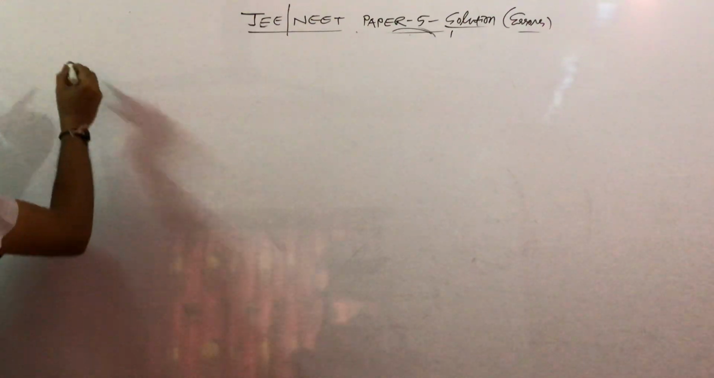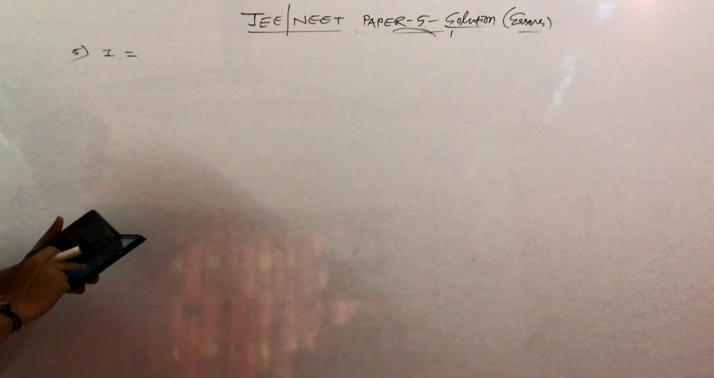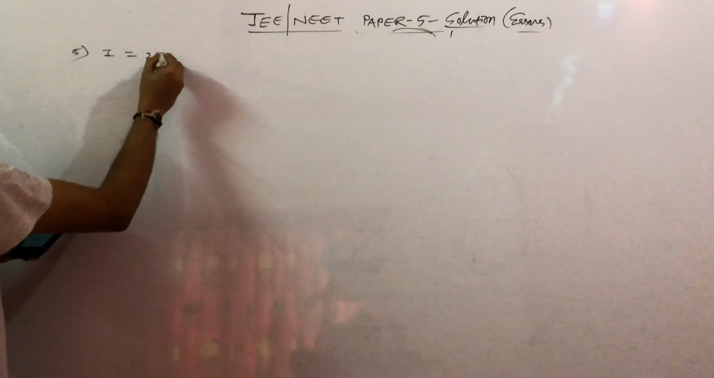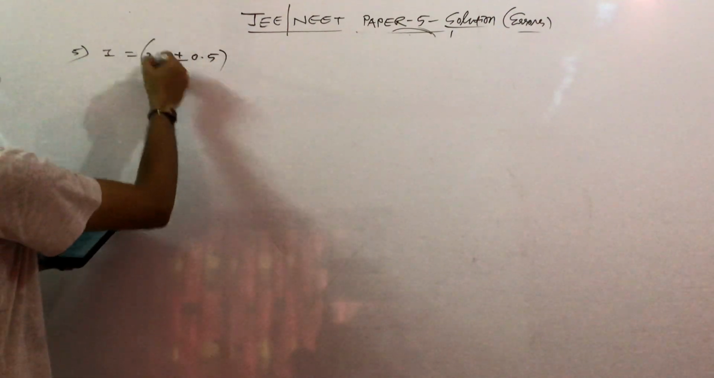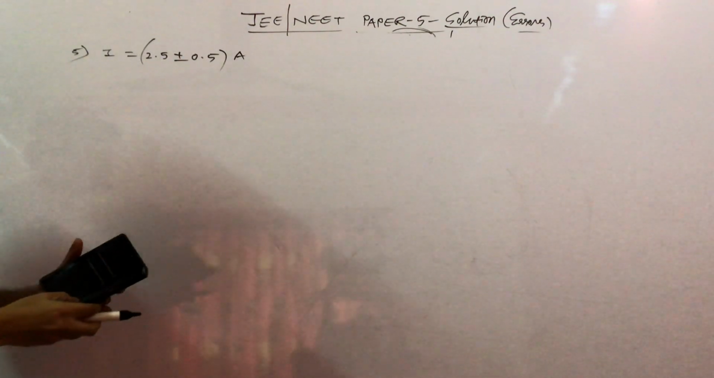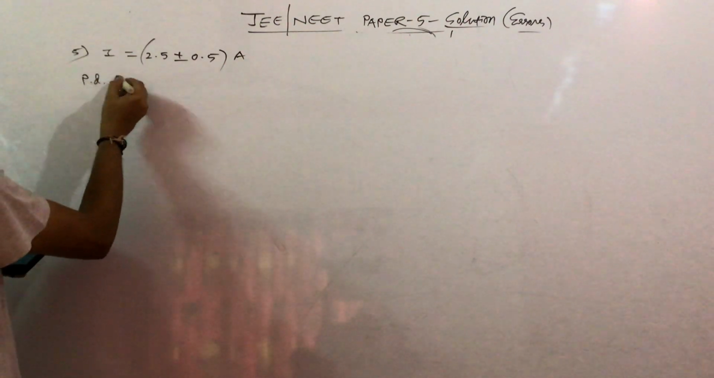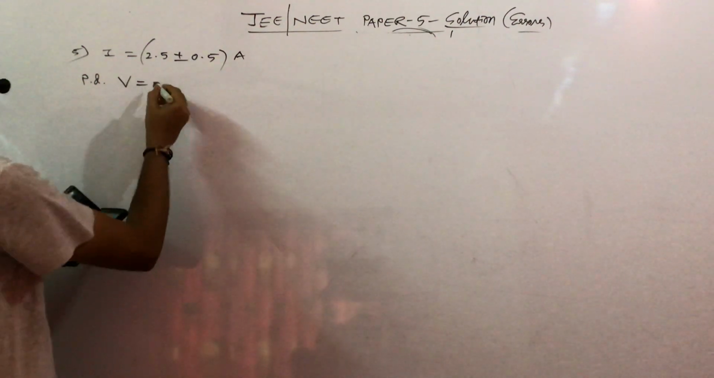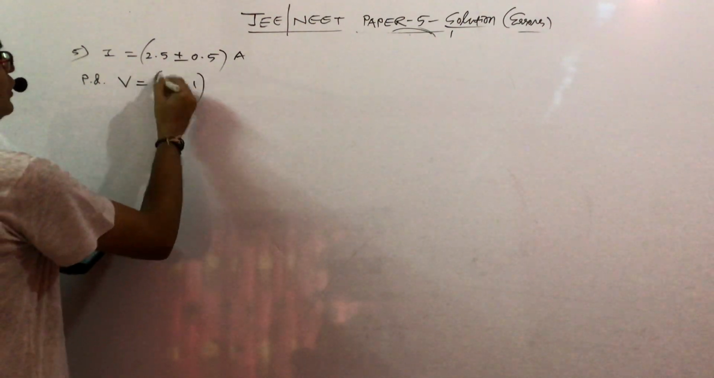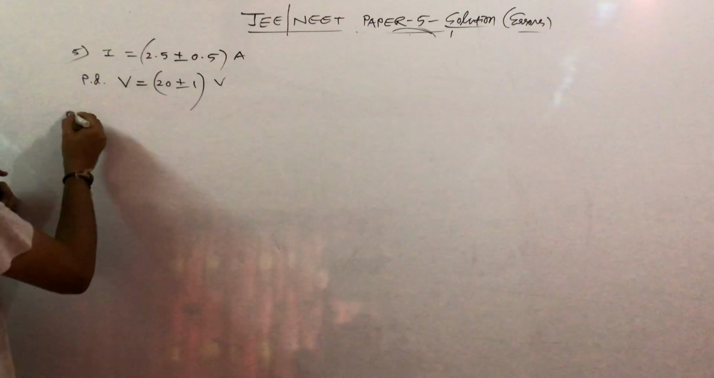Question number 5. When a current, denoted by I, which is 2.5 plus or minus 0.5 ampere, flows through a wire, it develops a potential difference, that means voltage V, which is given as 20 plus or minus 1 volt. Then the resistance of the wire is blank.